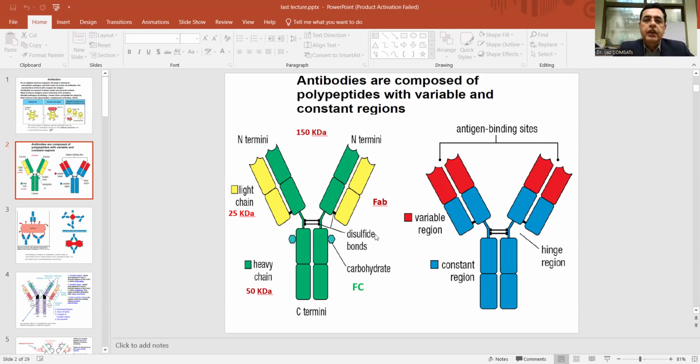This is the Fab region, and this is the Fc region, the fragment crystallizable region. And above here, this is the antigen binding region. That's why it is called Fab, or the fragment that binds to the antigen.